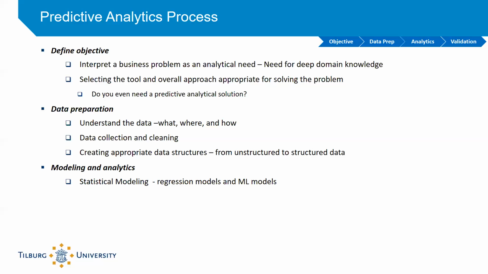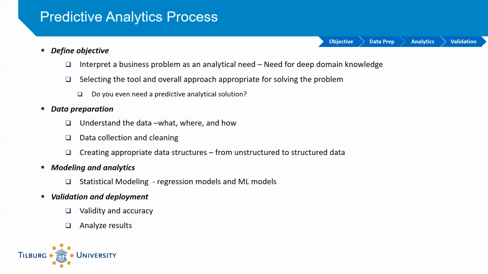The third step is the fun step of building the models and doing the analytics. This involves building regression models and other ML models. There are several analytical models available these days, ranging from very simple naive Bayes to very complex deep neural networks.